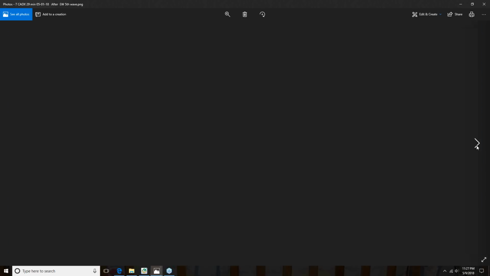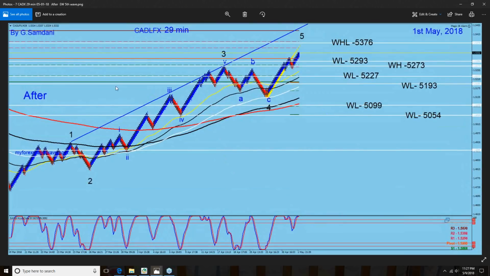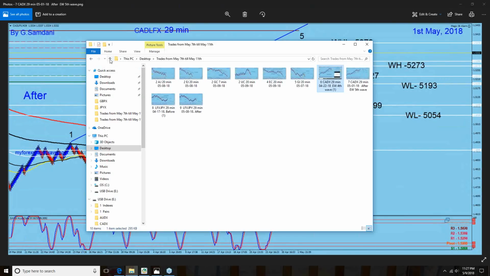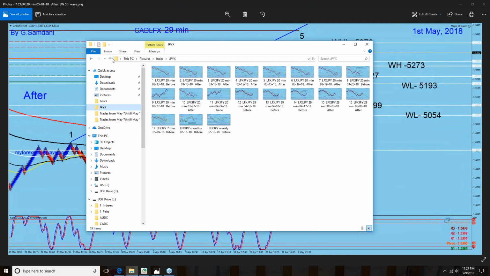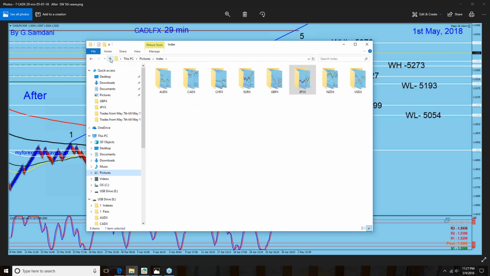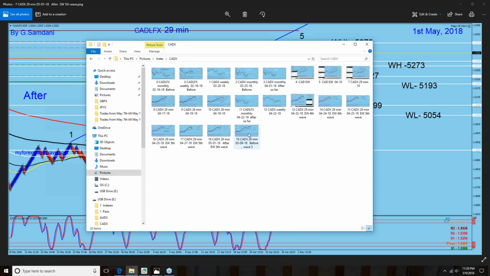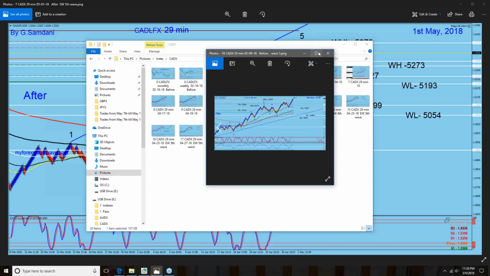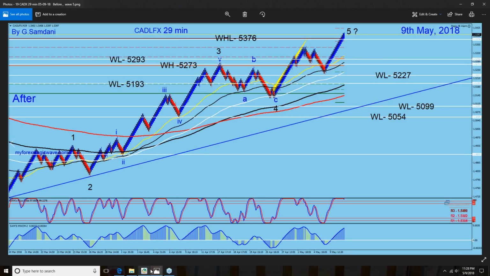Not even this one. This is the chart, let me see. This is the May 1st chart. Let me go back quickly and get you the real Canadian dollar final chart as of today. You see that? This is what happened.